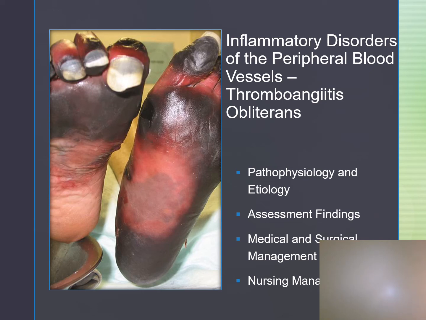The skin may be a mottled purplish red and appears thin and shiny. They have sparse hair growth and black gangrenous areas on their toes and heels. We need to restrict their tobacco, do Buerger-Allen exercises, provide analgesics, or do a sympathectomy.